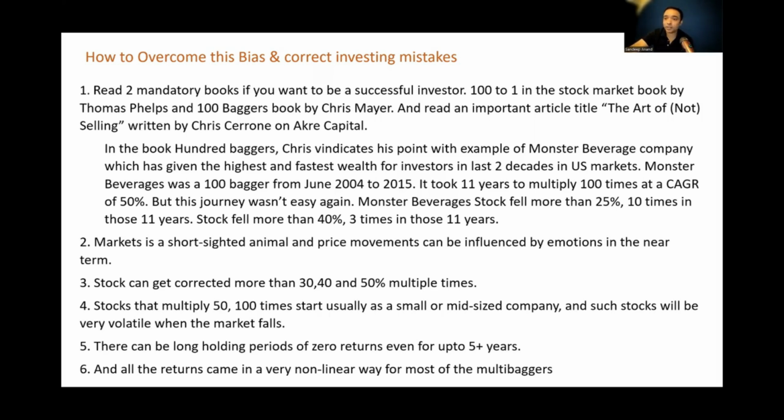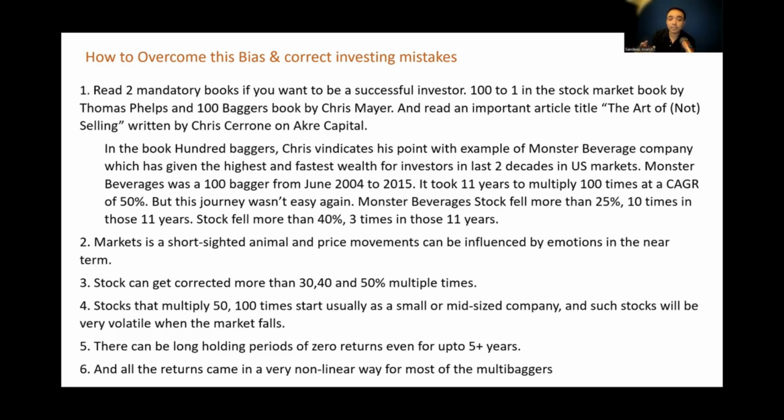Amazon had fallen, I think, 90% in 2000. And from there, it's a 1,000-bagger, probably 100-bagger, I don't know. So it's always possible. The market is a short-sighted animal, and price movements can be influenced by emotions in the near term. So we need to take charge of that. Stocks can get corrected 30, 40, 50 percent multiple times. It's nothing new. 60, 70 percent might be a little extreme, like what's happening now, because the excesses were so much in 2021. So much liquidity was gushed in. So much excess was there, the correction will be deeper. But 50% is natural, normal.